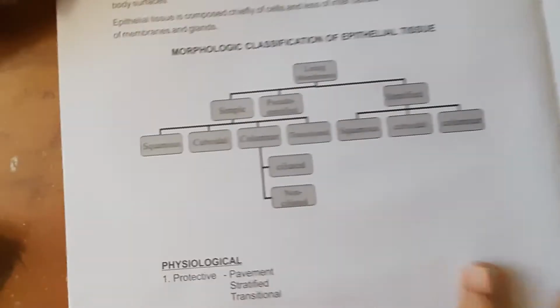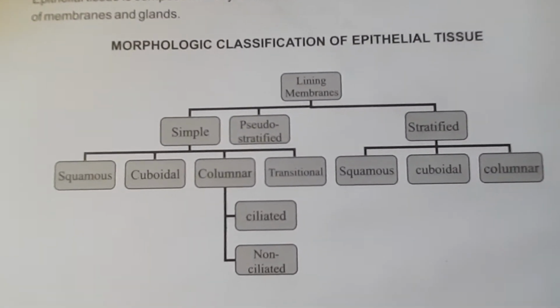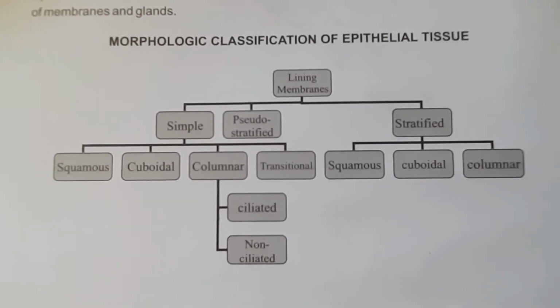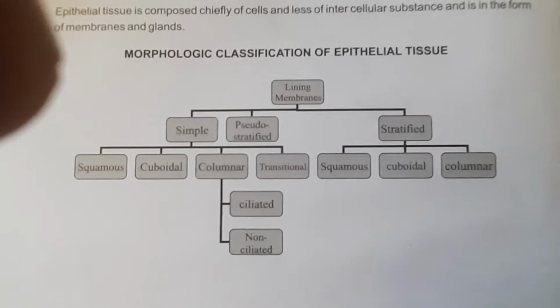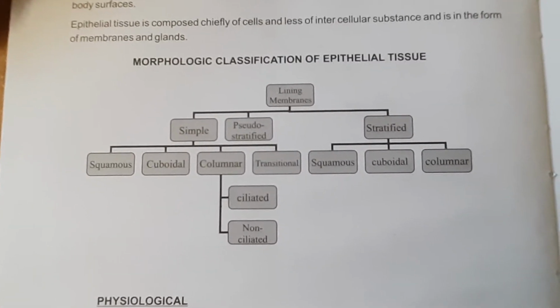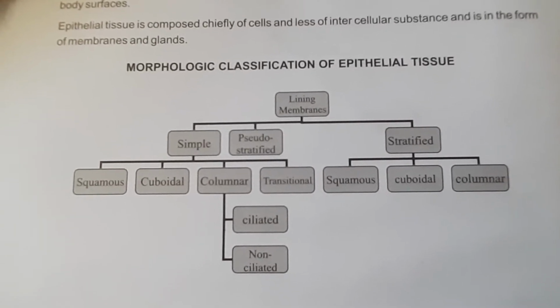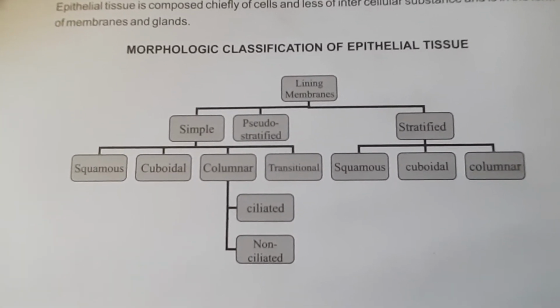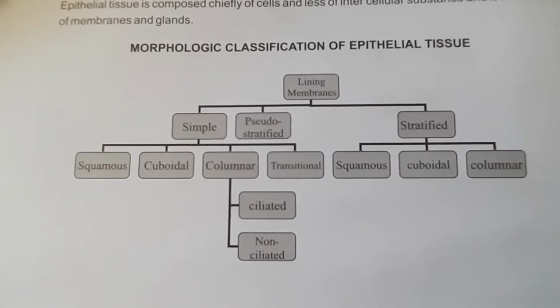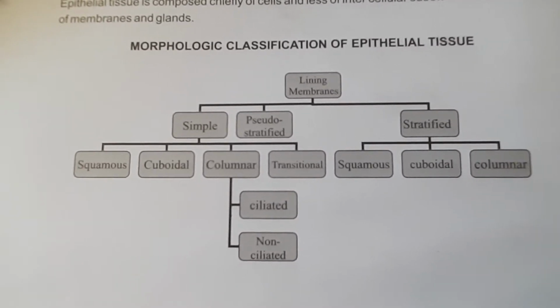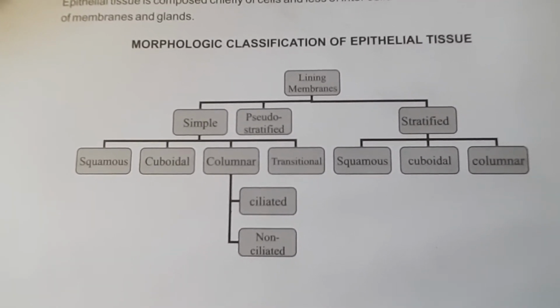Epithelium. Here you can see the epithelium. The epithelium is a lining tissue. It lines the external surface of the body as well as the internal surface of some organs, like tubes, arteries, and hollow organs like the stomach and intestine.